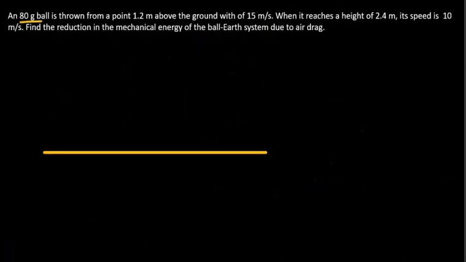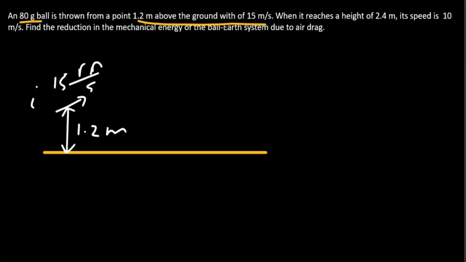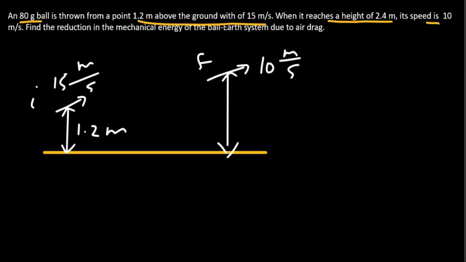Problem 2. An 80-gram ball is thrown from a point 1.2 meters above the ground with speed 15 meters per second. So let's say the initial point is there, 1.2 meters, and the speed there is 15 meters per second. When it reaches the height of 2.4 meters, its speed is 10 meters per second. So let's say at that point, that is the final point, its speed is 10 meters per second. The height is 2.4 meters. Find the reduction in the mechanical energy of the ball-Earth system due to air drag.